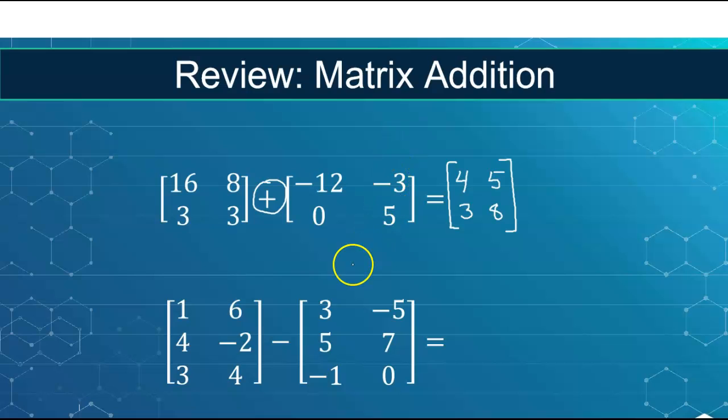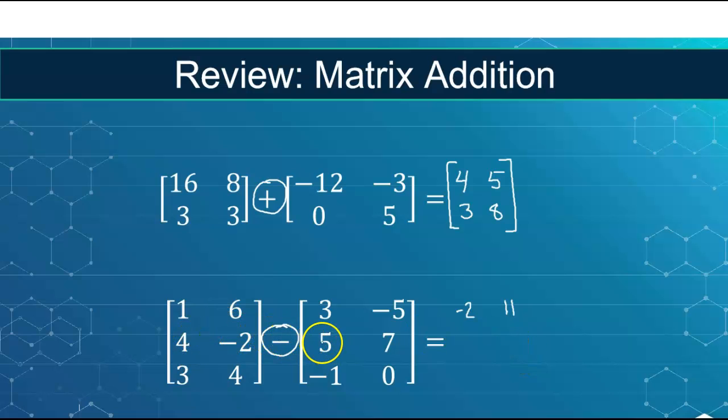On the second example, be really careful to note that we're actually subtracting this time. It works the same way, but we need to remember to subtract all these second numbers instead of adding them. So our first element here, 1 minus 3 is negative 2. 6 minus negative 5, so minus a negative will be add. So 6 plus 5 is going to be 11.